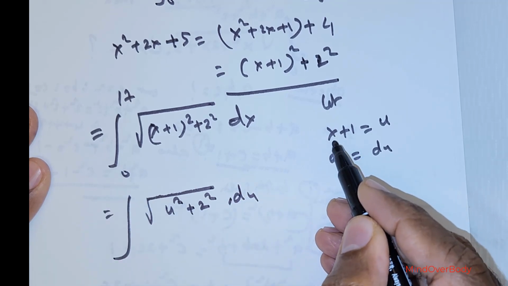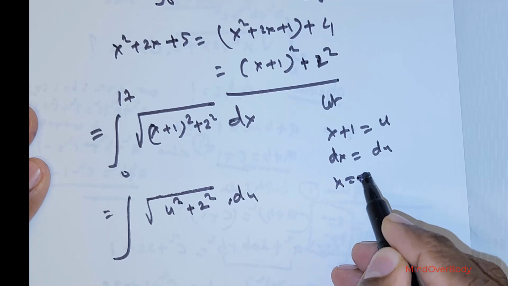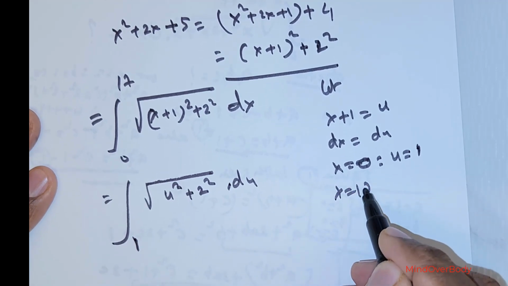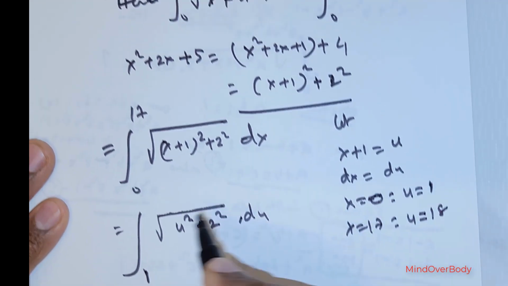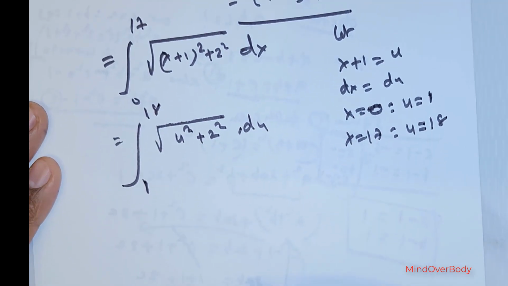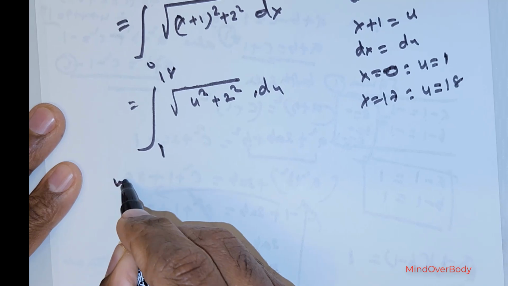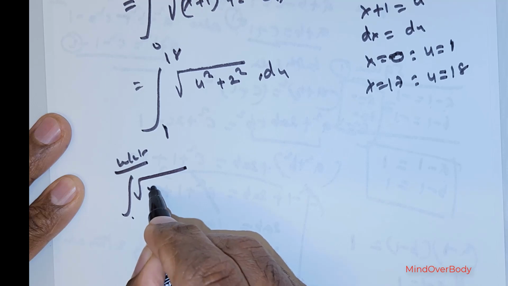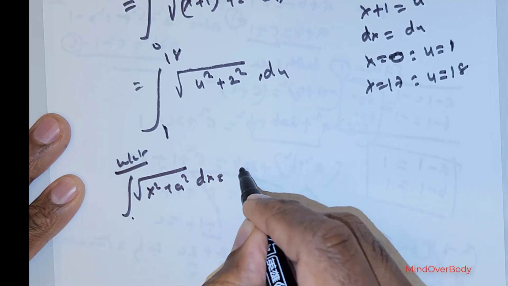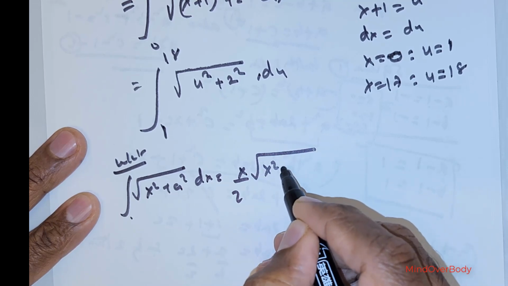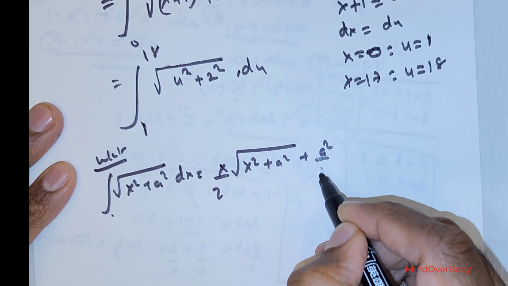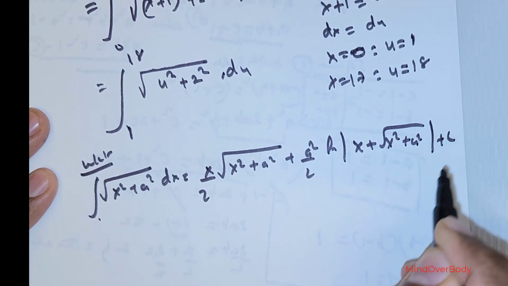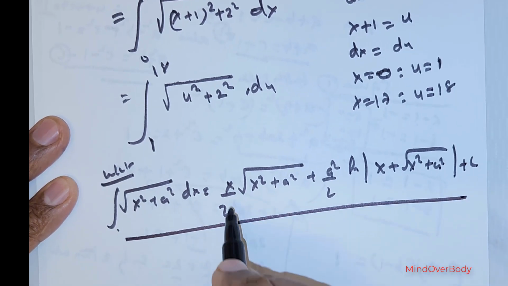Now when x is equal to 0, what happens to u? When x is equal to 0, u is equal to 1, and when x is equal to 17, u is equal to 18. So this is the present limit. Now there is a formula, it's a standard formula. We know that integral root of x squared plus a squared times dx is equal to x over 2 root of x squared plus a squared plus a squared over 2 ln modulus of x plus root of x squared plus a squared plus c. This is the standard formula.